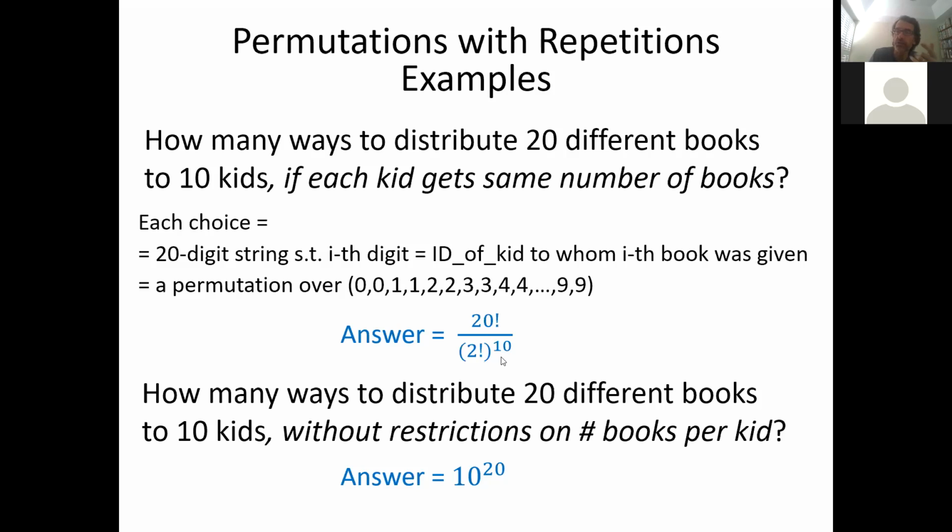It's exactly like assigning students to tasks, but there I had 5 students and 4 multiplicities of each. Now I have 10 students, quote unquote, and 2 multiplicity of each, right? Because each kid gets 2 books. You have to see what's the multiplicity. It's not explicitly stated, but obviously if you have 20 books and 10 kids, each one gets 2.